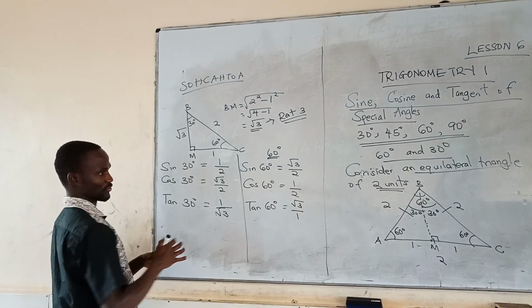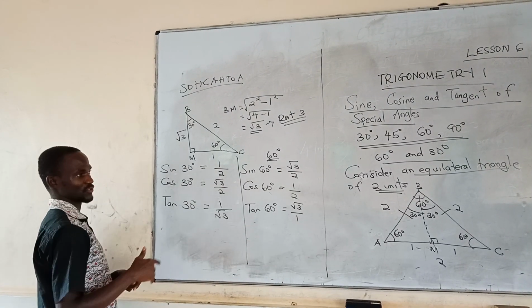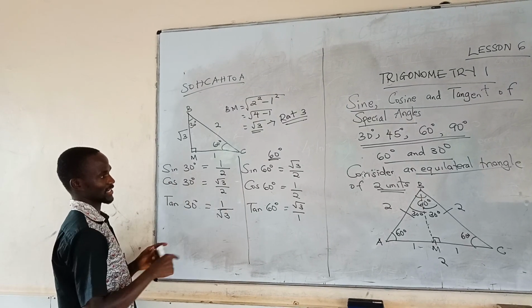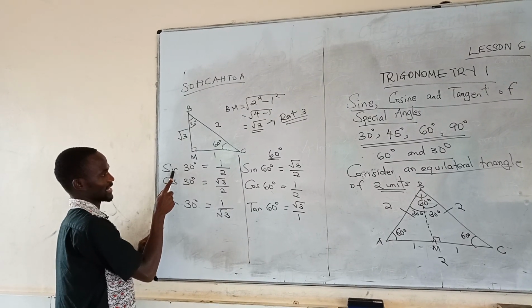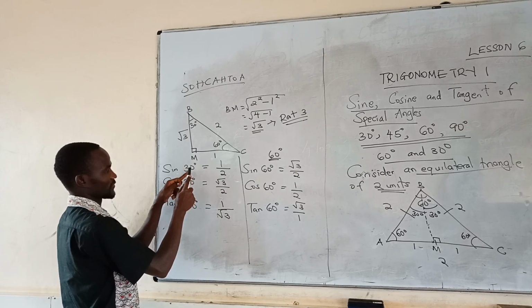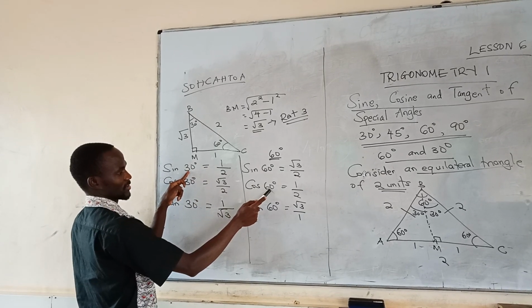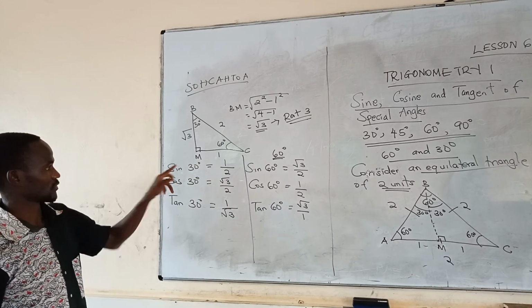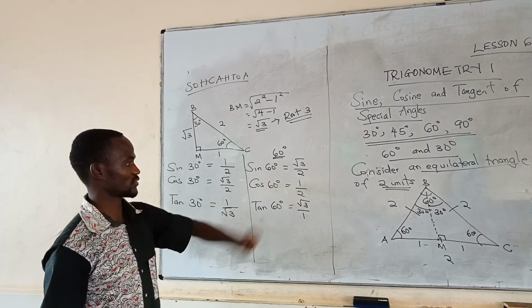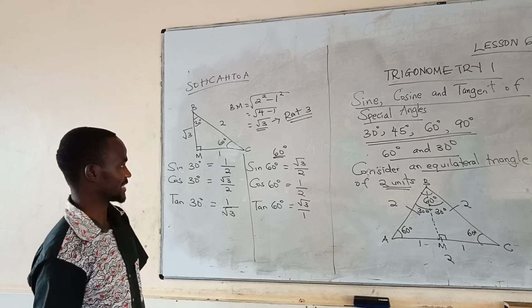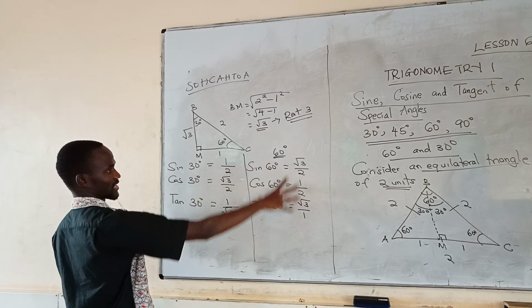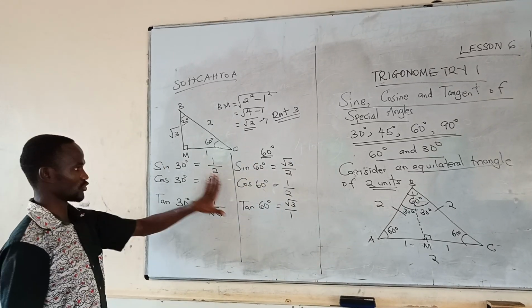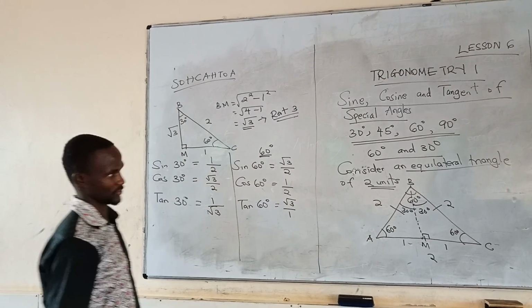Now, interestingly, you can remember the previous lessons when we were talking about complementary angles, sine and cosine. The complement of 30 degrees is 60 degrees. You can clearly see that sine 30 degrees is equal to cos 60 degrees. So basically, these are the trigonometric ratios of the special angles 60 degrees and 30 degrees.